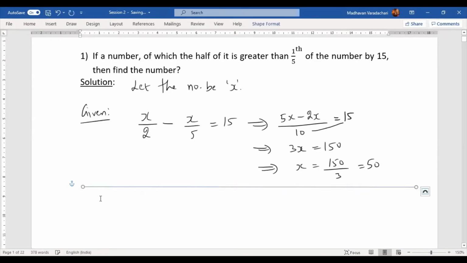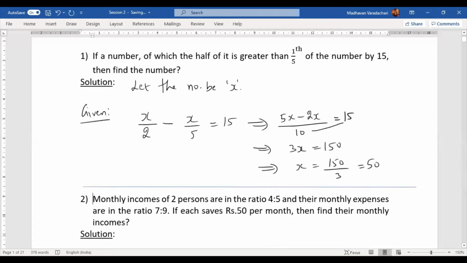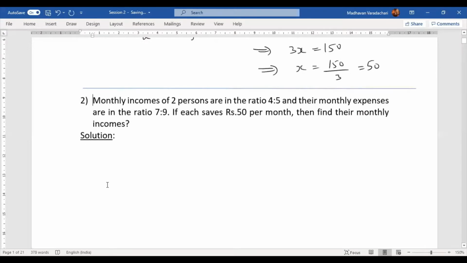Right. Now let us move on to the next question. Here, in this question, monthly incomes of 2 persons are in the ratio 4:5, and their monthly expenses are in the ratio 7:9. If each saves rupees 50 per month, then find their monthly incomes.